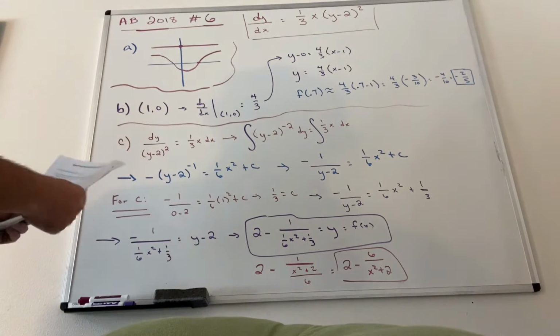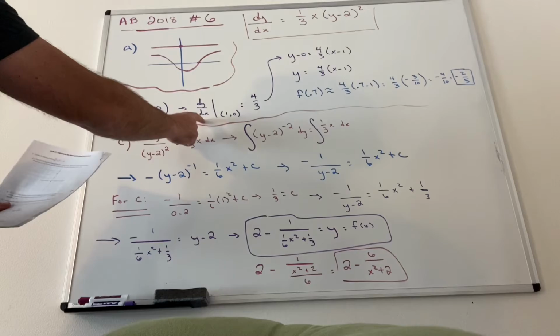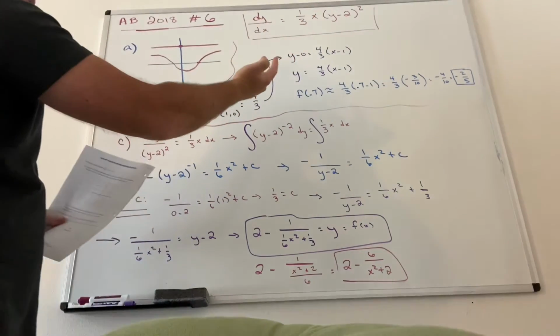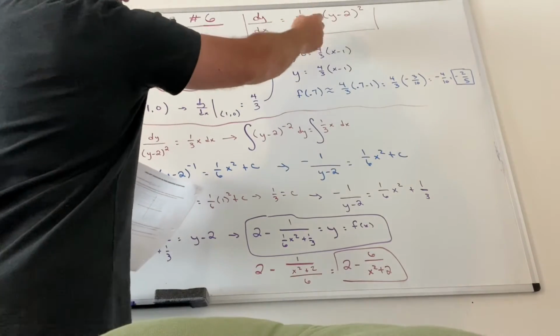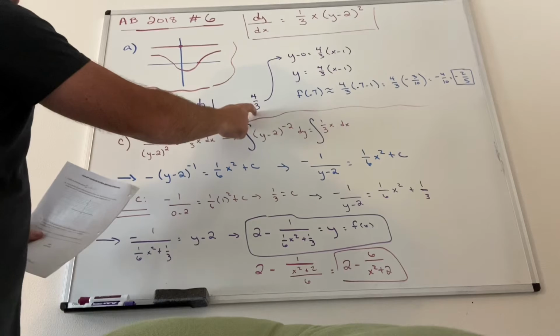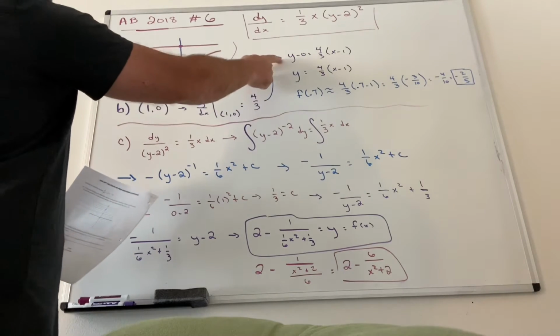You need your slope, so you have to evaluate the derivative at (1, 0). Where you see x, you put a 1, and where you see y, you put a 0. So that's 1/3 times 1 times 4, basically. So there's your 4/3. Okay, there's your point-slope.